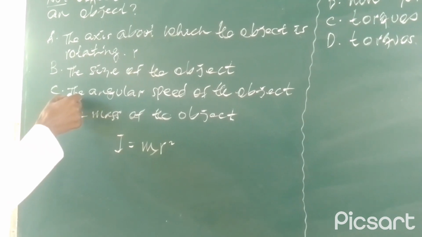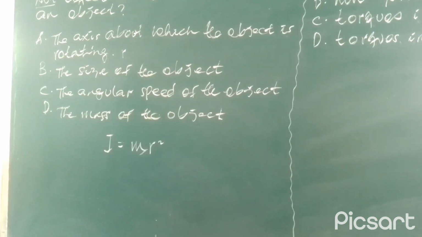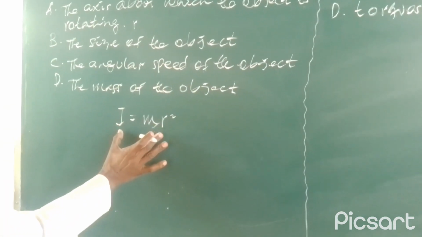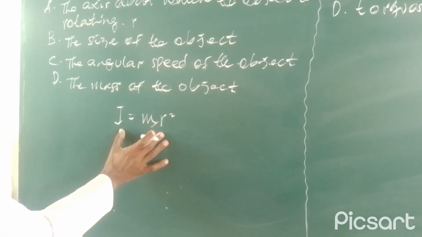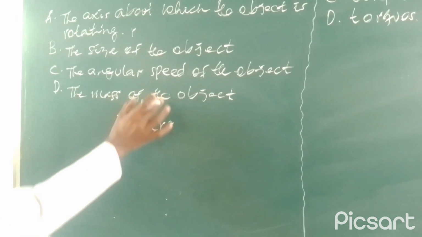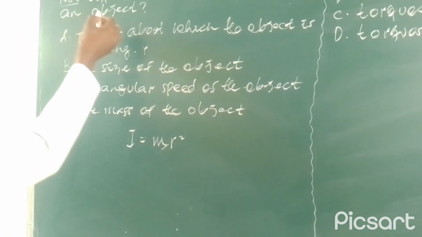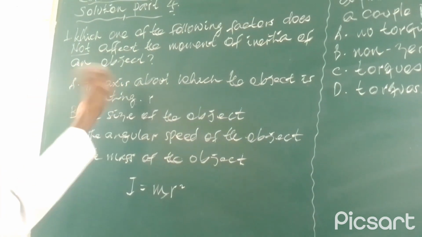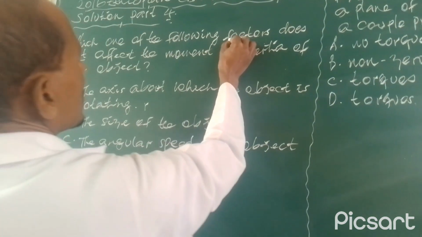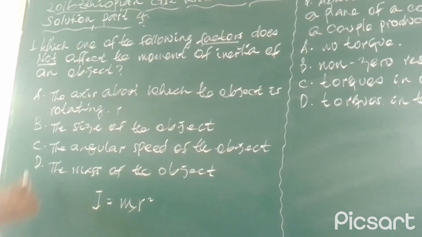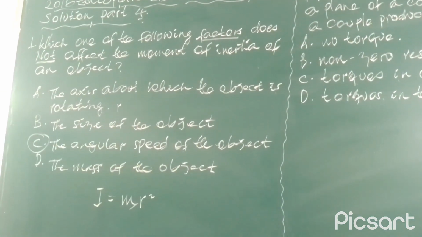When we come to choice C, the angular speed of the object, there is no information related to it in this equation, while the mass of the object is directly given. So the factor that does not affect the moment of inertia is the angular speed of the object.